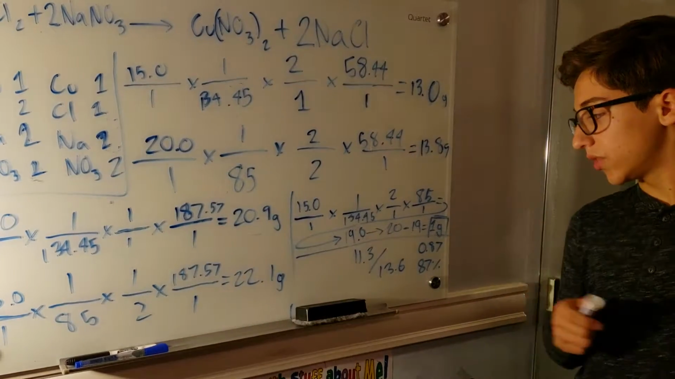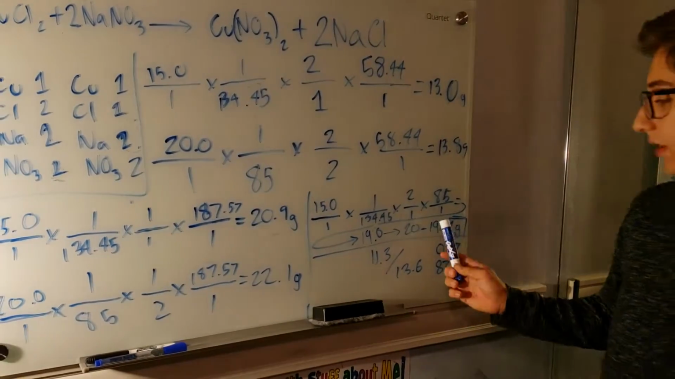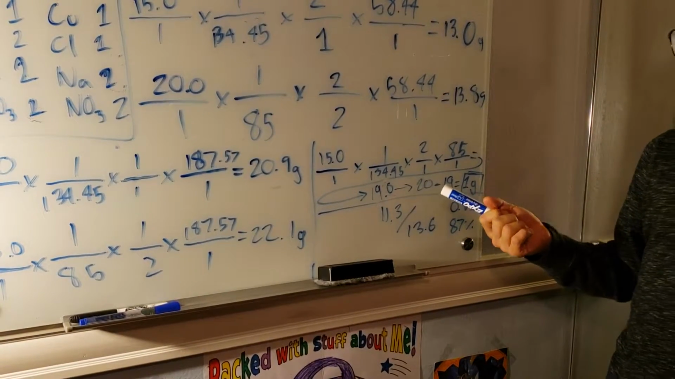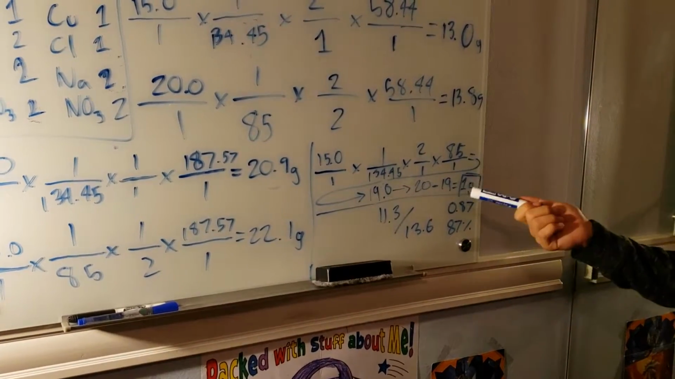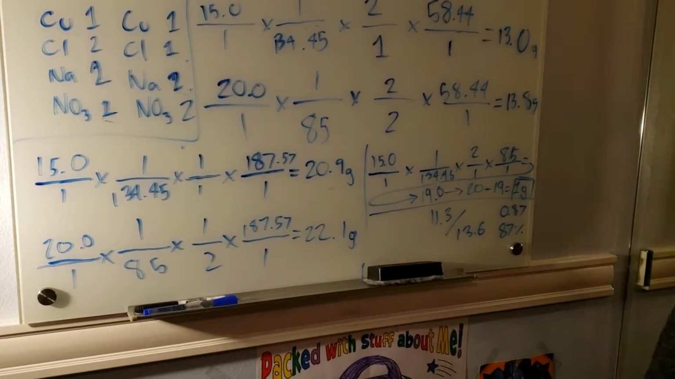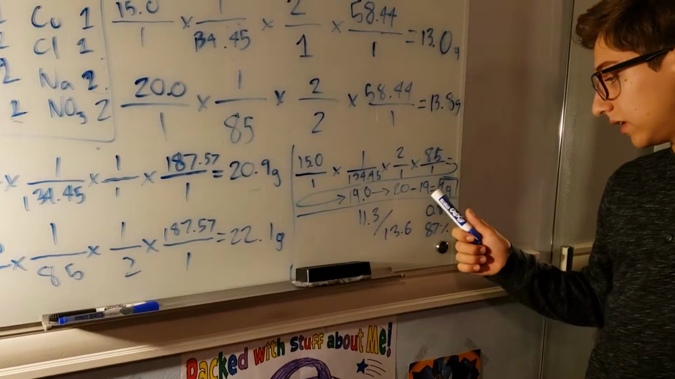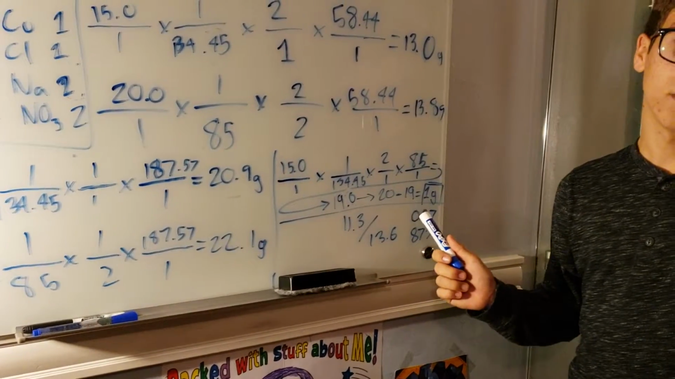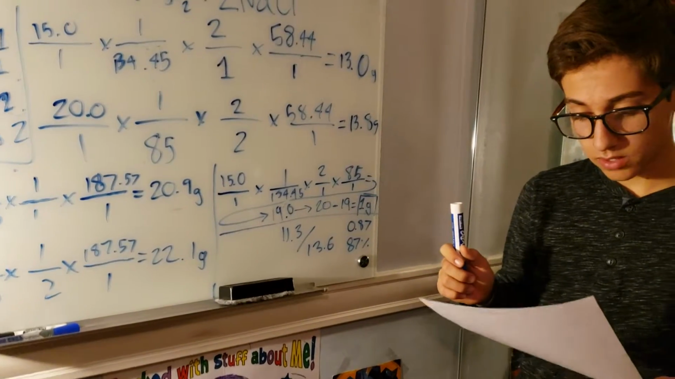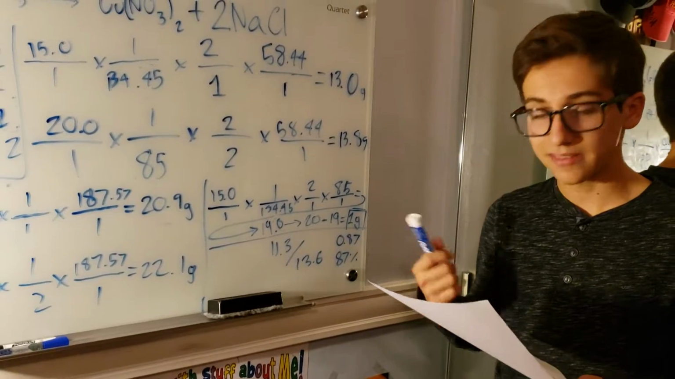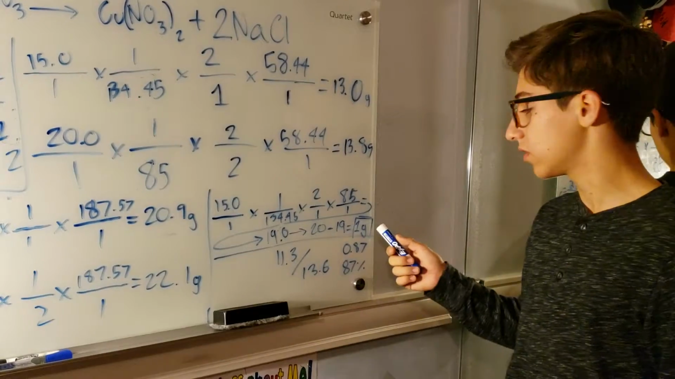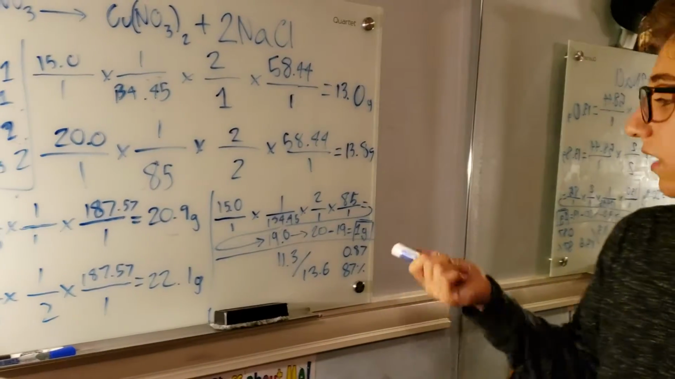19.0. So then what we're going to do to this number is take the original grams of sodium nitrate we had in the beginning. And if you guys remember, we had 20 grams of sodium nitrate. So we take 20 and subtract 19, and we end up with 1 gram. And that 1 gram is the excess reagent. It's how much of the excess reagent is left over. So 1 gram is left over.